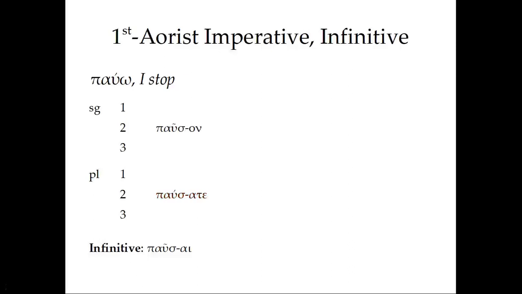So these are the forms for the first aorist imperative and infinitive. Pausan, you, singular, stop. And that would be the aorist imperative. Pausate, you all, plural, stop, whatever you're doing. Not on a regular basis, but this one time, right now.